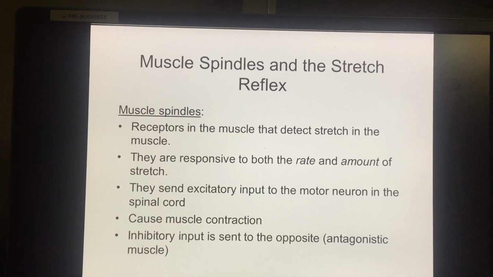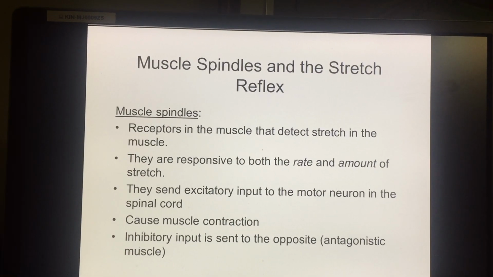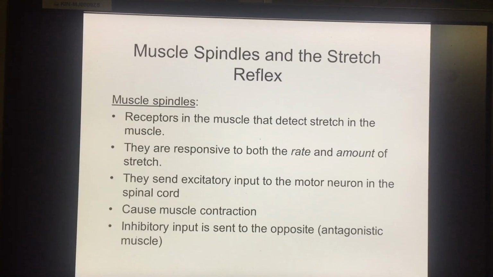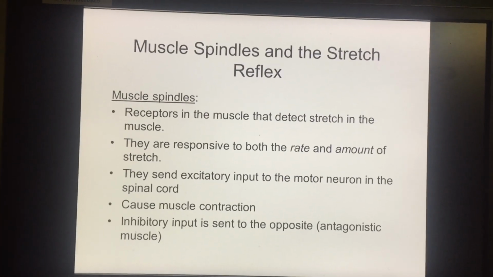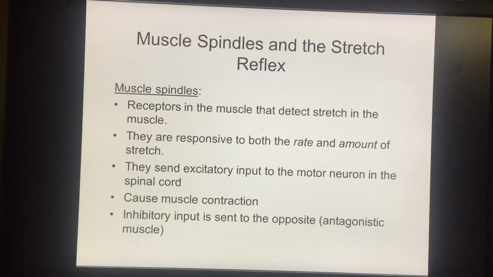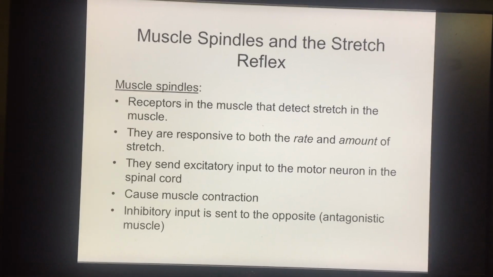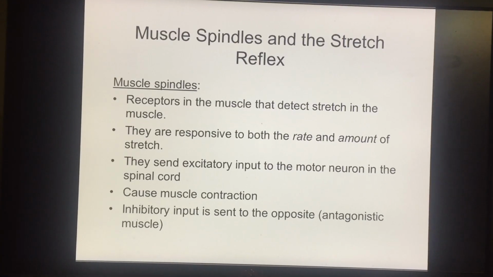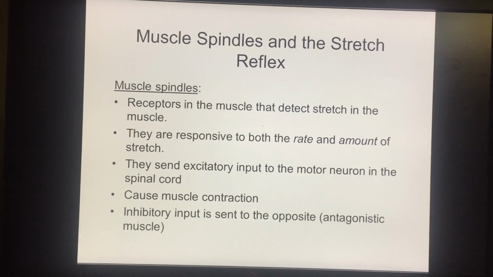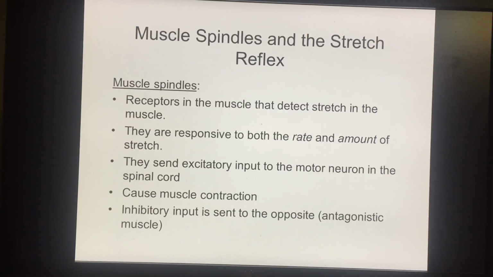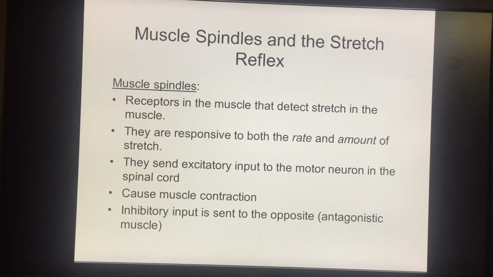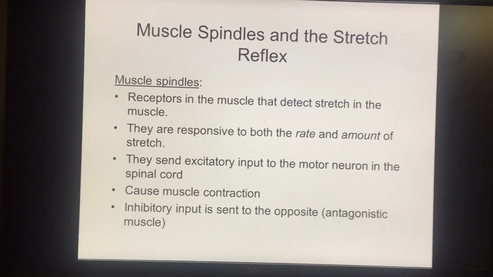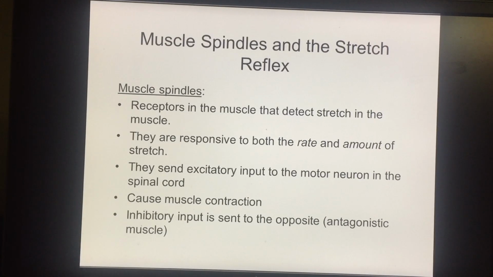So this is a bit of a summary. Muscle spindles cause what's called a stretch reflex. So the muscle spindles are receptors in the muscle that detect stretch of the muscle, and they're responsive to both the speed of the stretch, so the rate of the stretch, and the amount that the muscle stretched. They send an excitatory input to the motor neuron in the spinal cord, and they cause reflex muscle contraction. And then they send inhibitory input to the opposite muscle group to cause relaxation of the antagonistic muscle.